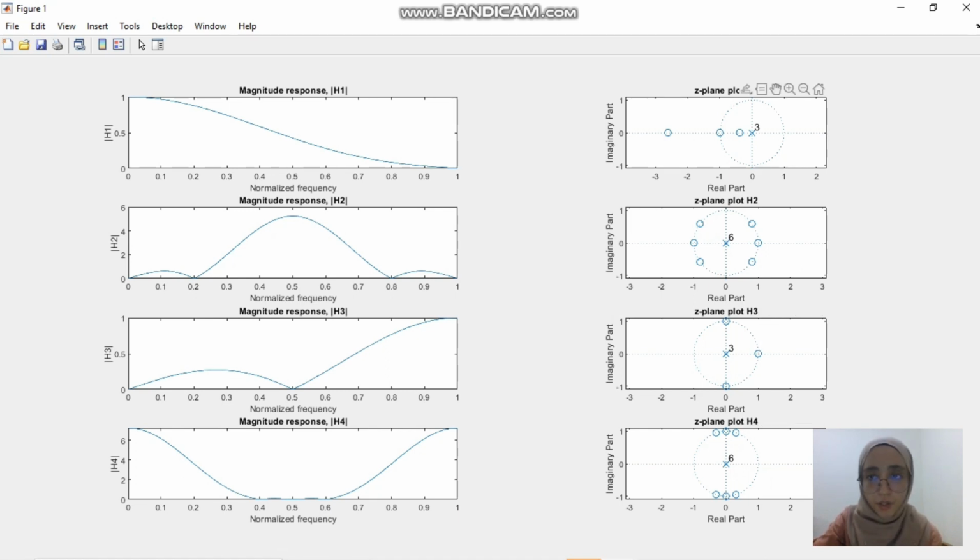Next is the Z-plane plot, which is also for H1, H2, H3 and H4. The Z-plane also has an X level, which is the real part, and a Y level, which is the imaginary part. So they are using subplot, which uses the roots function of the numerator and denominator. In this output, they have a zero symbol and an X symbol. The zero symbol is for the zeros, while the X symbol is for the poles. This is the same as the magnitude response, which has H1, H2, H3 and H4.